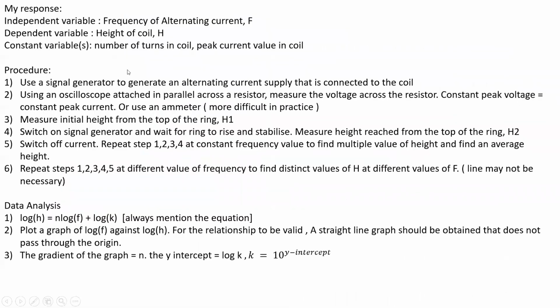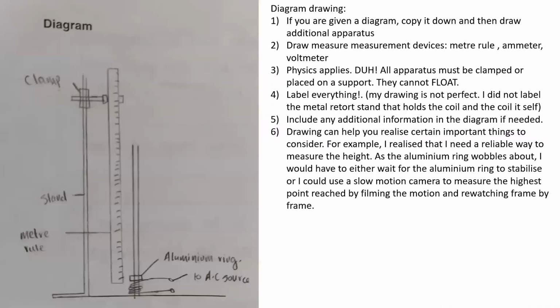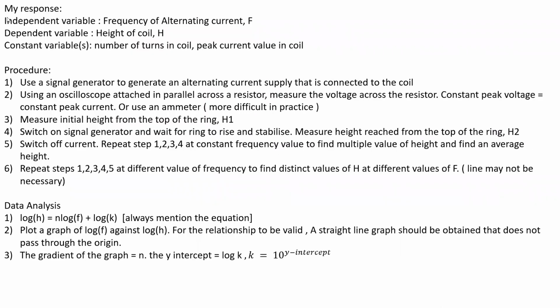All right, so this is my response. I wrote it exactly as such. You can write in point form. There's no need for you to write full sentences, and I would recommend you write it in point form as well because it saves time. So the first thing that I do is write out independent, dependent, and constant variables. There are 3 marks or 4, sometimes 2 marks for this.